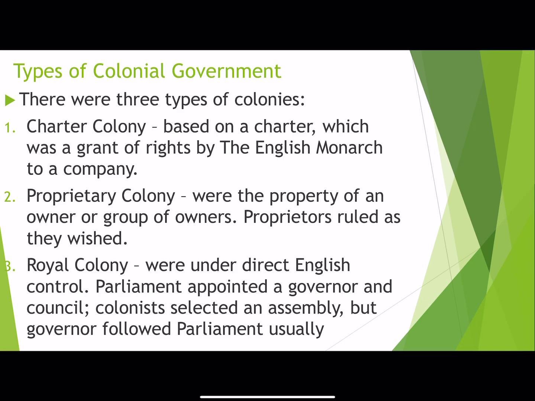Those are proprietary colonies. And then there was a royal colony. Those were under direct English control. That means England controlled them, no one else controlled them, and they had complete and total control over what happened inside that colony. So Parliament appointed a governor and a council. They would create a governor for that colony, and that governor answered to Parliament, clear across the ocean in England. Colonists selected an assembly, but the governor usually followed Parliament. So they did have representatives, but the governor always listened to whatever Parliament in England had to say. Okay, so those are the 3 types of government.